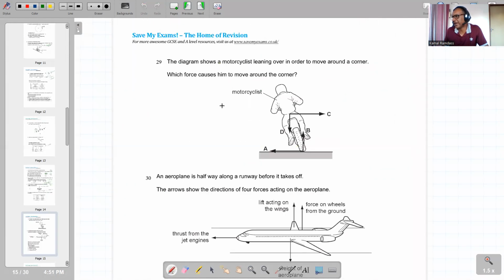The diagram shows a motorcyclist leaning over in order to move around a corner. Which force causes him to move around the corner? Friction force, reaction force, weight, or... we won't know this force here, and the force of the direction here, yes. OK? Normally, to move around the corner, we need a centripetal force in the direction of the center of the turn, in the direction of the center of the circular path. It can only be A.